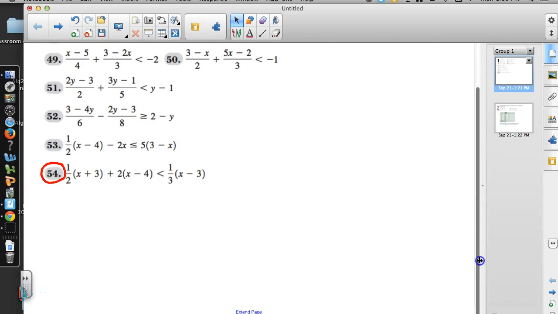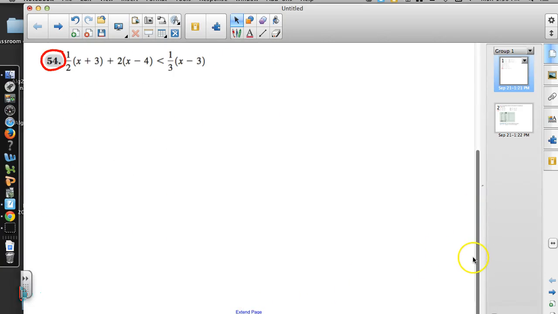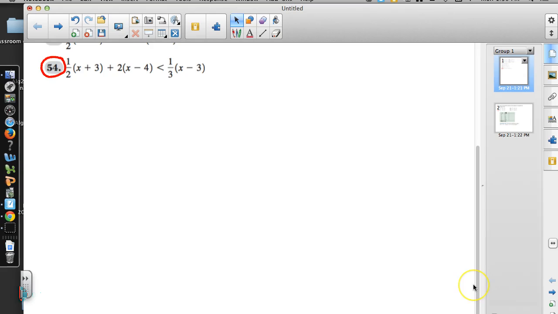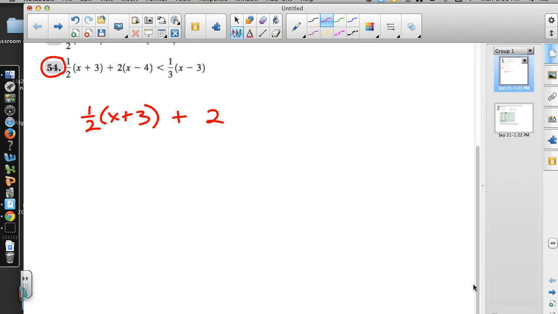The frequently asked questions for pre-calculus for P3, you really only had two questions that you had asked me for, and that was 54 and 57. 54, we have 1/2 of x plus 3 plus 2 times x minus 4 is less than 1/3 times the quantity x minus 3.